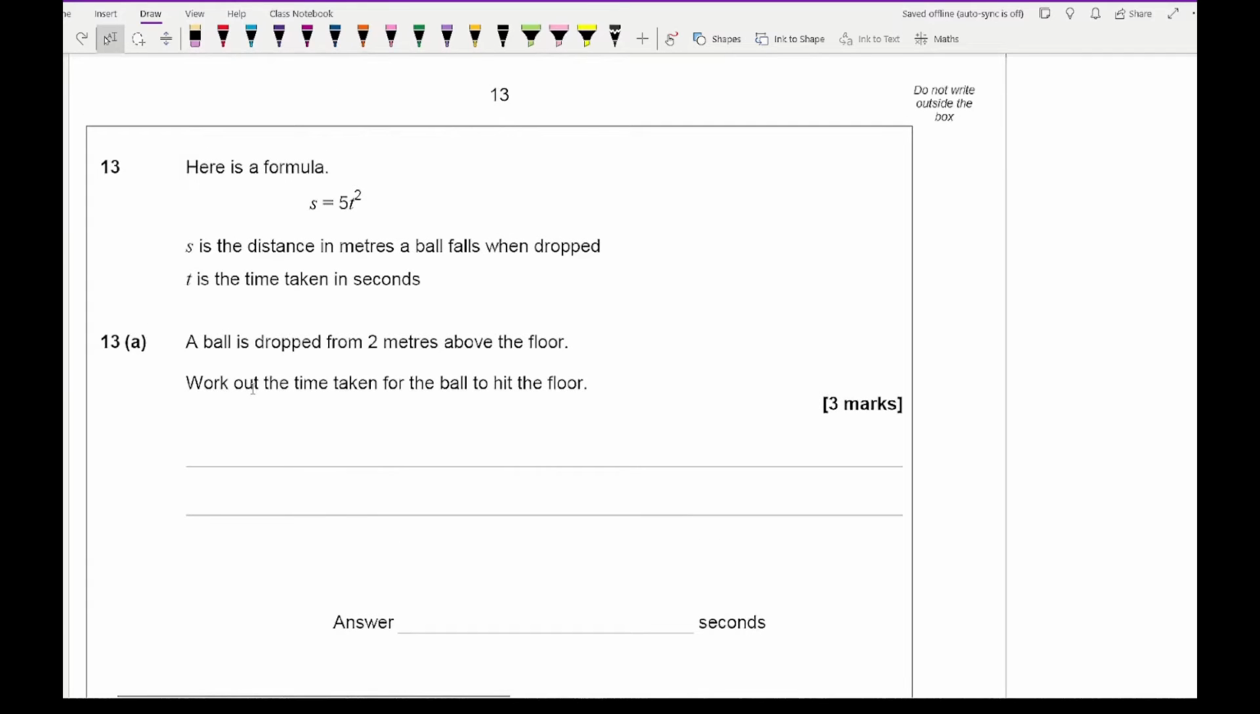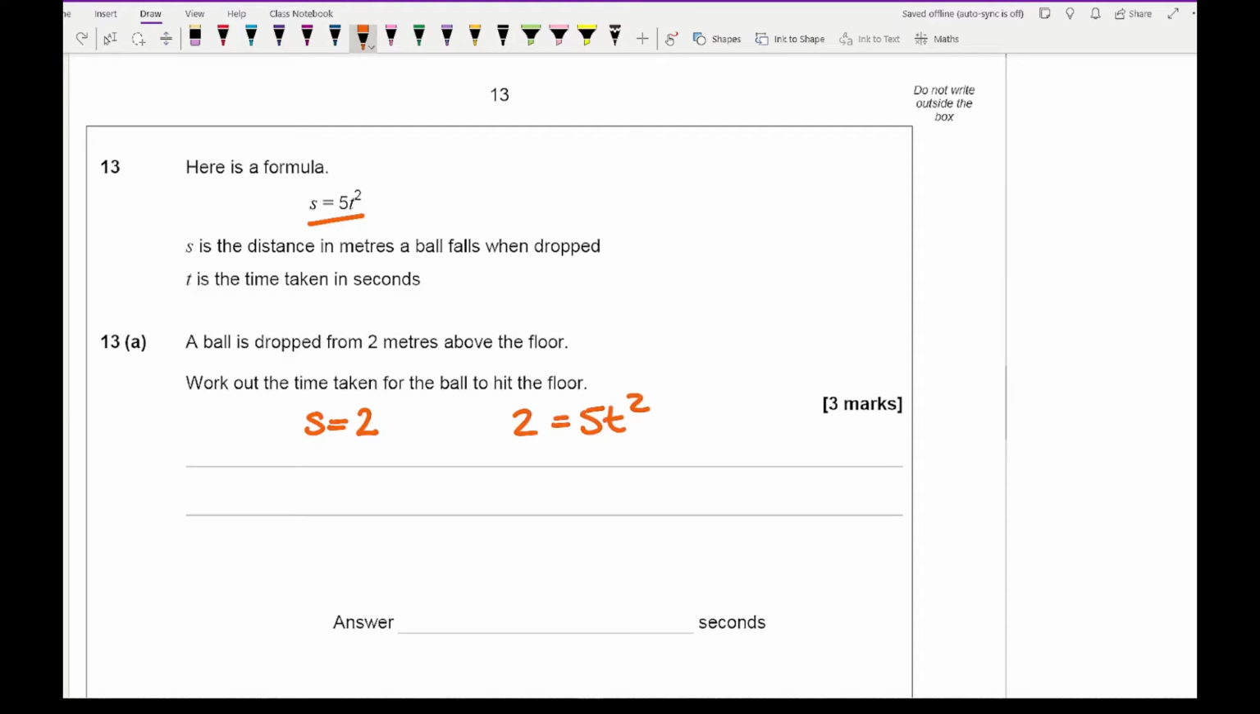Moving on to question 13, it says that here is a formula: s equals 5t squared. s is the distance in meters a ball falls when dropped, and t is the time taken in seconds. For 13a, it says a ball is dropped from 2 meters above the ground. Work out the time taken for the ball to hit the ground. So for this, we can say that s is going to equal 2. So then substituting that into the formula, what I end up with is 2 equals 5t squared.